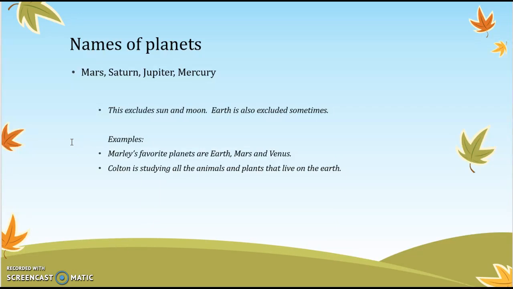So the names of planets is the next one, and that's something that we would need to capitalize when writing. And some examples of the names of planets are Mercury, Mars, Saturn, and Jupiter. Now this does exclude the sun and the moon. Earth is also excluded sometimes. So Earth is a planet, so it would be capitalized in the sense that we're talking about that particular planet. So an example would be Marley's favorite planets are Earth, Mars, and Venus.